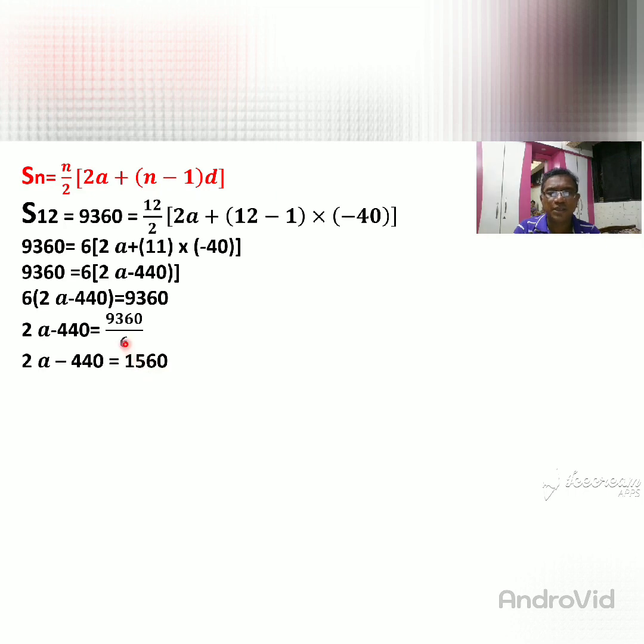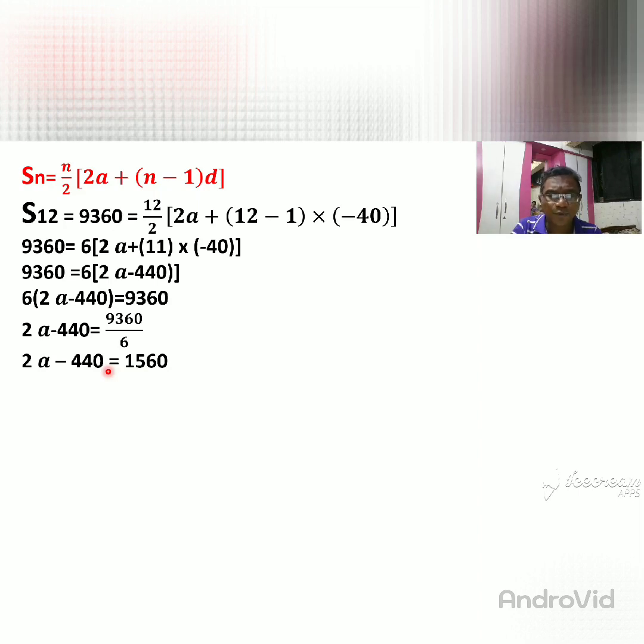Any doubt? See, 6 ones are 6, 9 minus 6, 3 remains, and it becomes 33. 6 fives are 30, so 33 minus 30 remains 3. Here it becomes 36. 6 sixes are 36. So here it is 1560 rupees. So 2a minus 440 is equal to this.